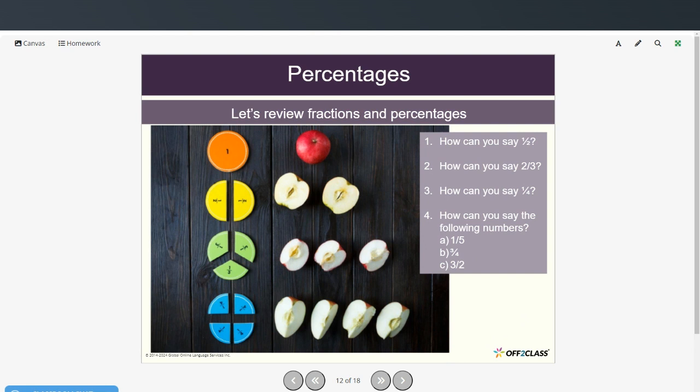All right, so let's review fractions and percentages. So how can you say 1/2? You could either say 1 out of 2 or 50%. How could you say 2/3? It would be 2 out of 3 or 0.66%. 1/4 could be 1 out of 4 or 25%. And how can you say the following numbers? 1/5, 3/4, or 3/2?